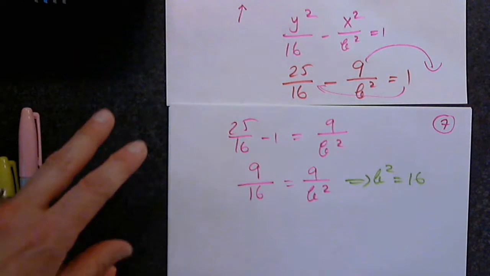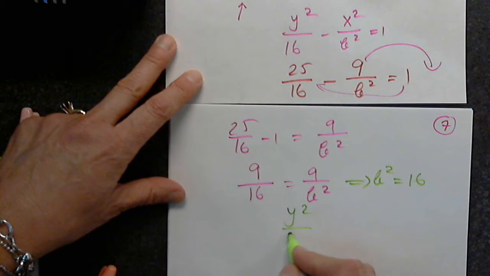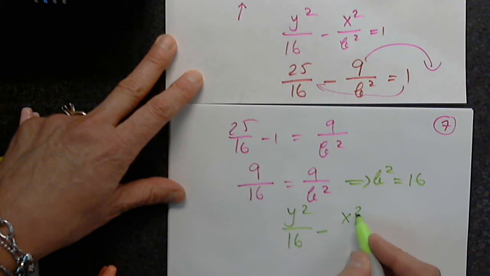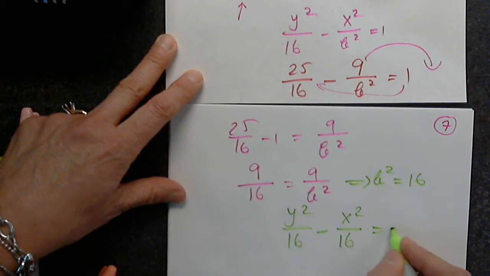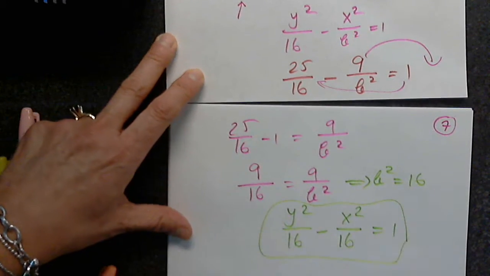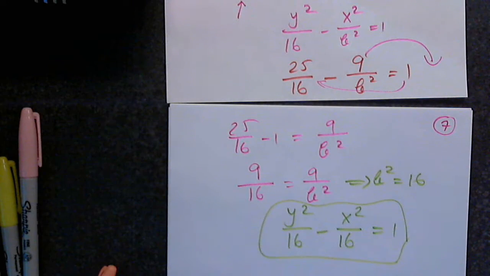So now I have the equation: y squared over 16 minus x squared over 16. Oh, look at that. Which means it's still on the y-axis. However, the center box is a square, which is very possible.